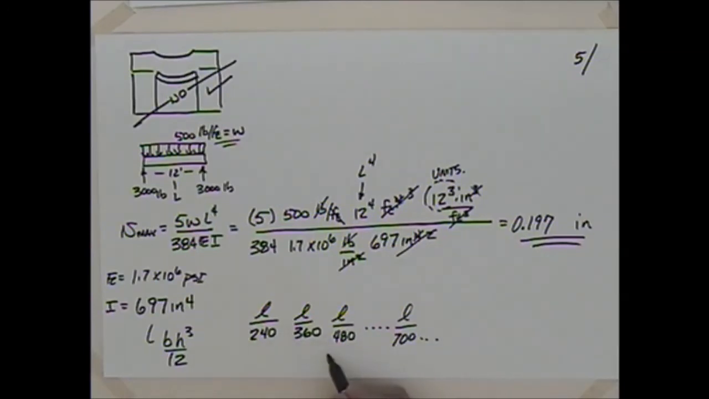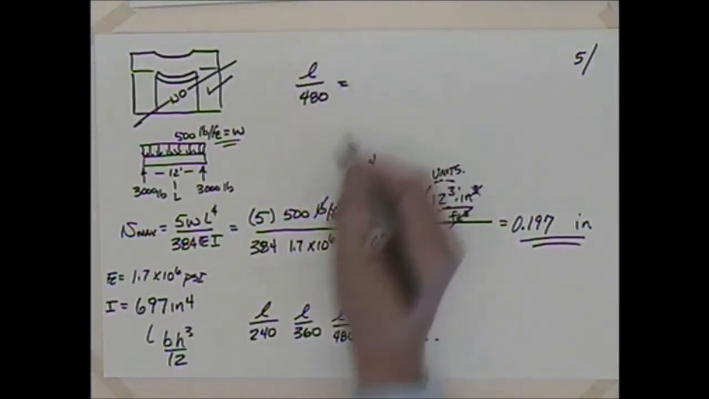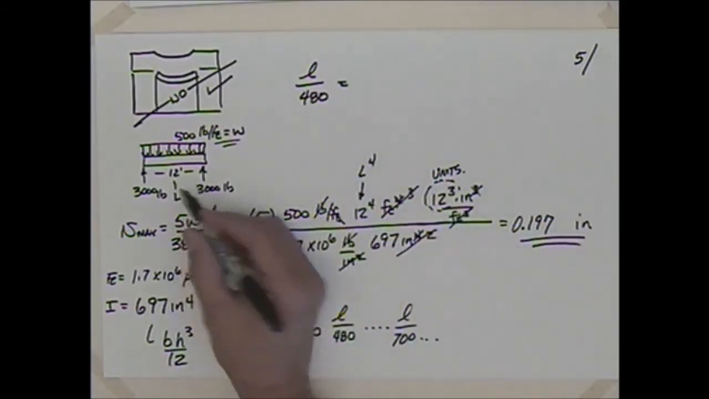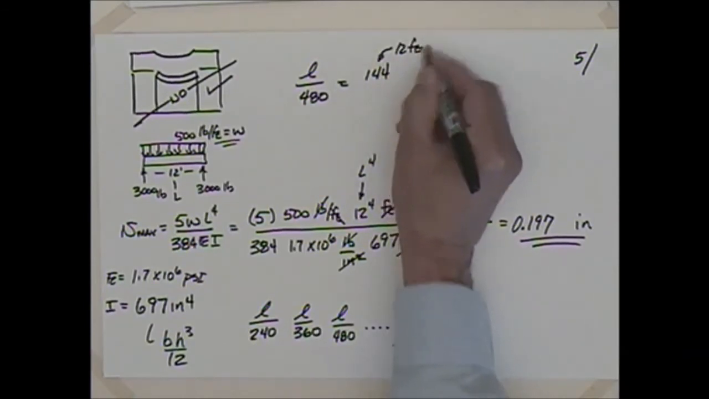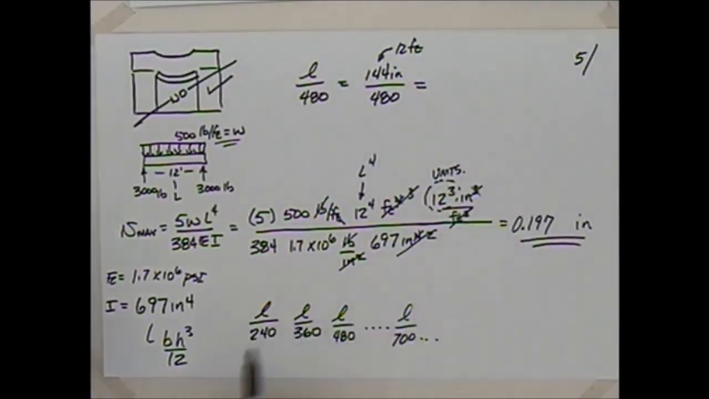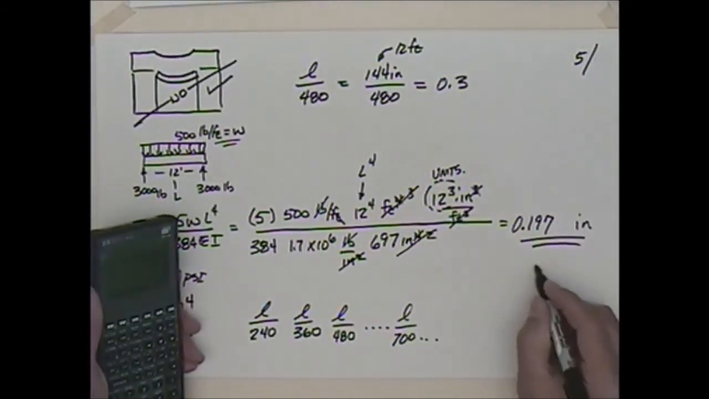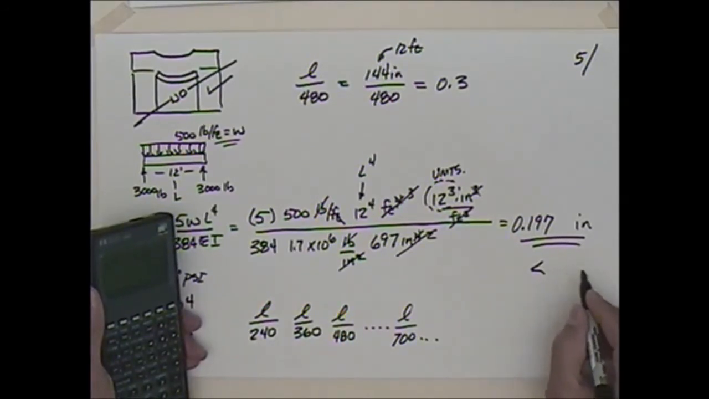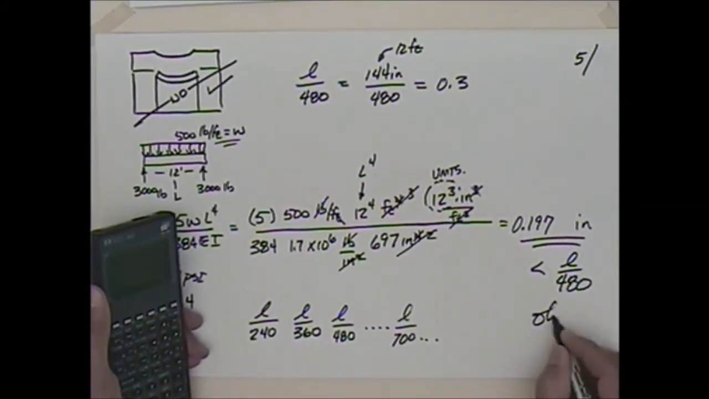What if we wanted to analyze L over 480? So if I take L, the length over 480, and I'm going to do the length in inches. If I have 12 feet, I would have 144. So that's 12 feet, which is 144 inches, divided by 480. So what's that turn out to be? 0.3. So our deflection here is smaller than L over 480. So I think we're okay on this too.